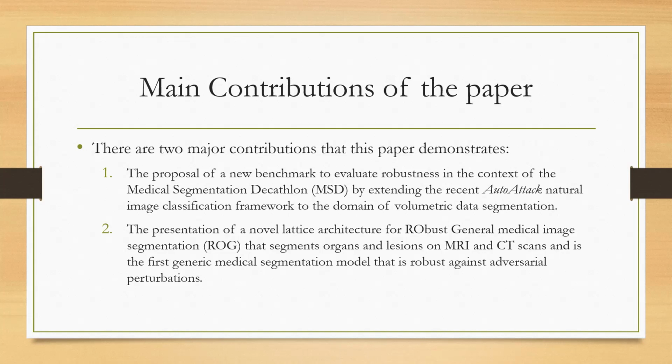The second contribution is that the authors actually present a novel lattice architecture for robust general medical image segmentation. They call it ROG. We'll just abbreviate it as ROG. This ROG architecture is capable of segmenting organs as well as lesions on MRI and CT scans. And the authors actually claim that this architecture is the first generic medical image segmentation model that's robust against adversarial perturbations.